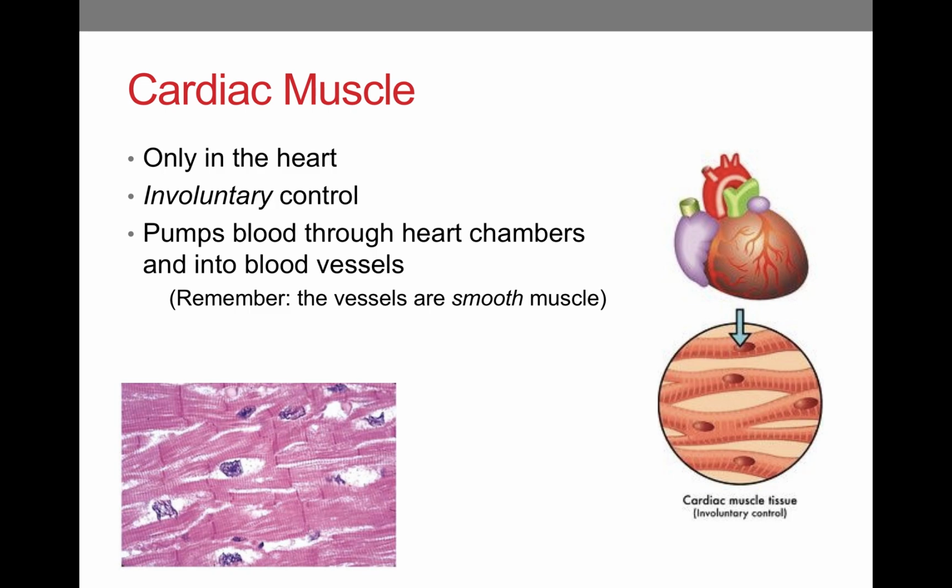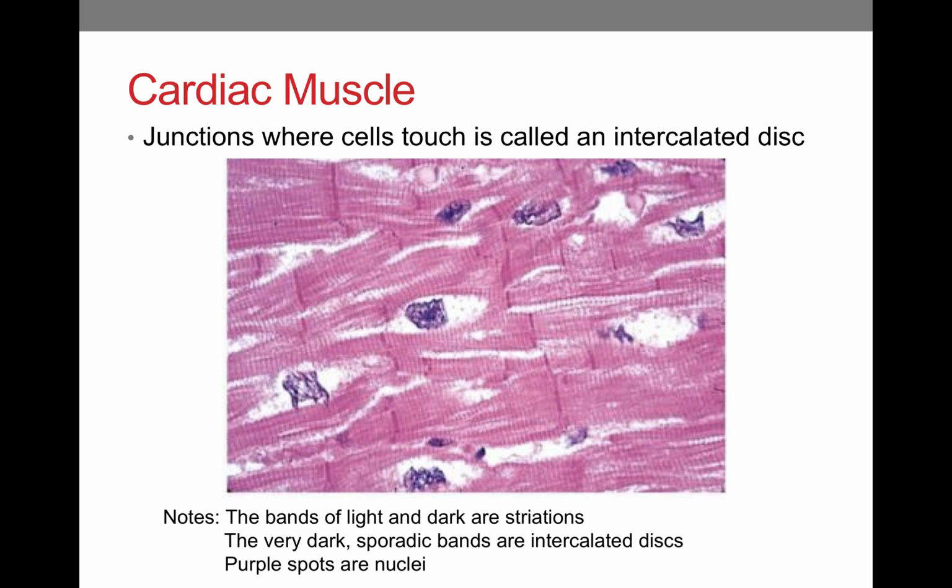Cardiac muscle's movement is to move blood. So it pumps blood through the heart chambers and it pumps it into the blood vessels. However, the blood vessels themselves are made of smooth muscle. So cardiac muscle makes up the heart, but the blood vessels are made of smooth muscle. When we look at a picture of cardiac muscle, we can see that it is striated, so it has these bands going opposite to the long muscle fibers. So in that way, it's similar to skeletal muscle.